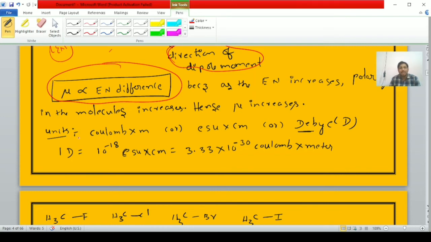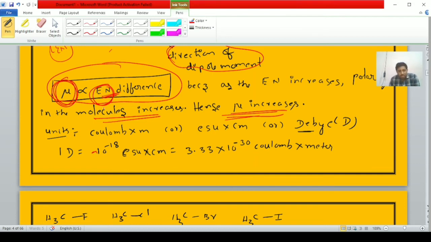The dipole moment also increases. This point once again I will repeat, student. The dipole moment for a particular bond depends upon the electronegativity difference between the two atoms, because as the EN difference between the two atoms increases, polarity in the molecule increases. As the polarity increases, the dipole moment also increases. That's why polar molecules have the highest dipole moment, non-polar molecules have the lowest dipole moment.